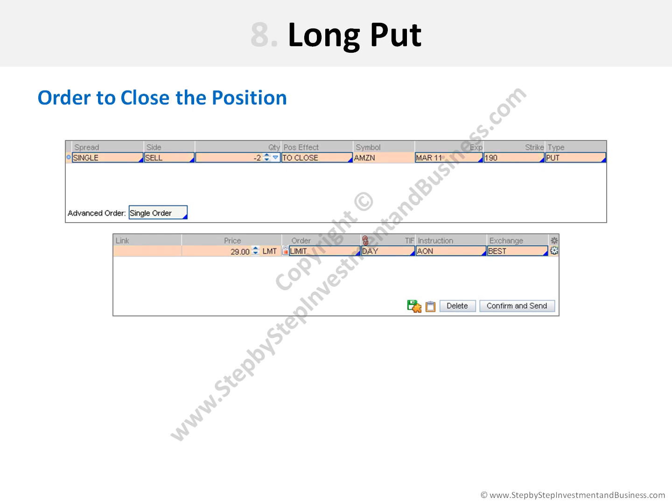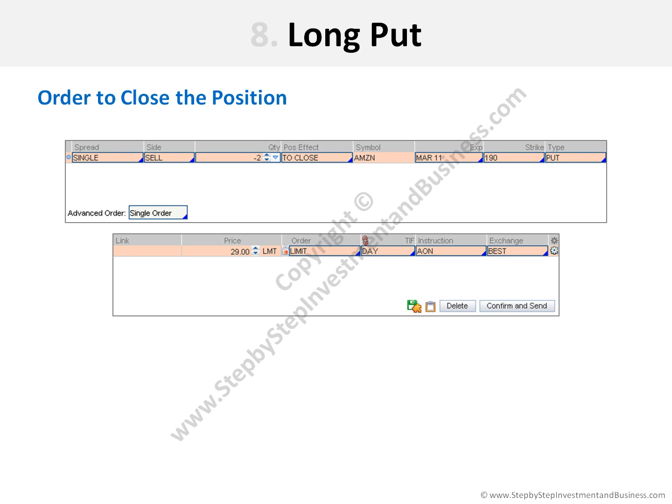On the other hand, here is an example of the order we must enter to close the position. It consists of selling the 2 Amazon puts that we had bought. In the side column, we select the action Sell to indicate the sale of options, and in the Position Effect column, we select the option To Close to indicate that we want to close an existing position. The entered price is $29 and the order type is Limit. That is, we want to sell the options at a minimum price of $29.